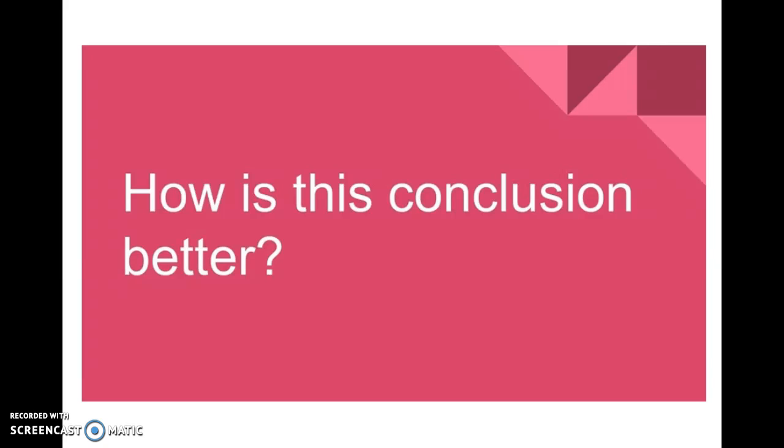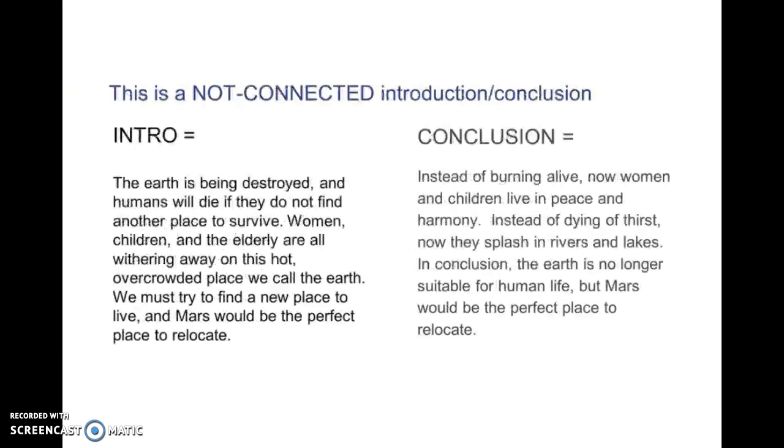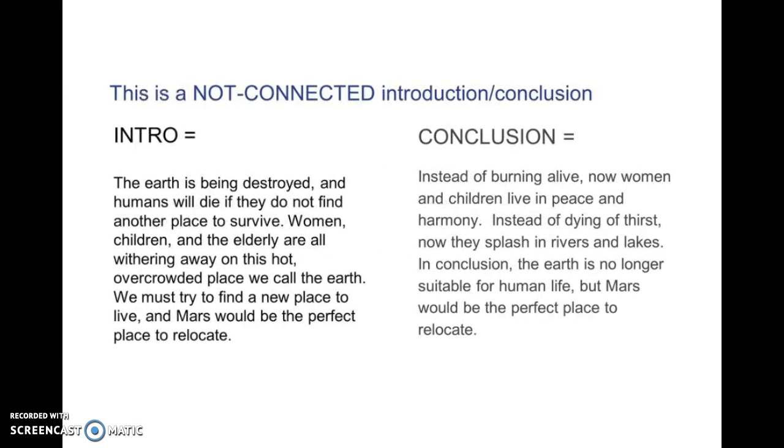So, now that you've read this more improved conclusion, the question becomes, how is this conclusion better? What changes did they make to the conclusion to make it more interesting and connect better to the introduction? So let's revisit it. They reused that hook technique from the first paragraph. In the first paragraph, they painted a picture with their words. They used the 5 senses, and so did they in this conclusion. Instead of burning alive, now women and children live in peace and harmony. Instead of dying of thirst, they splash in rivers and lakes. So they're painting a picture just like they did in the intro.